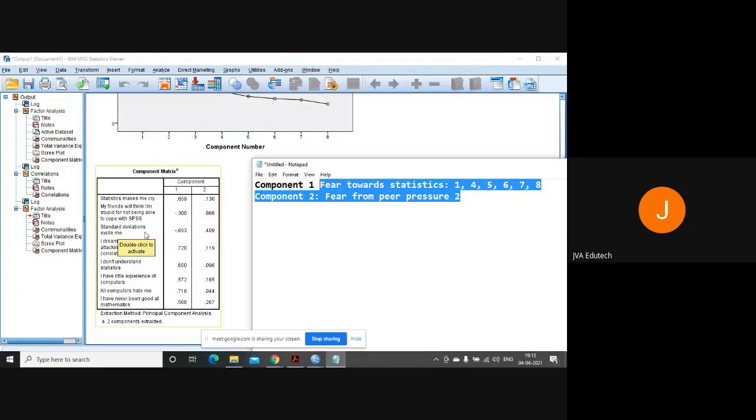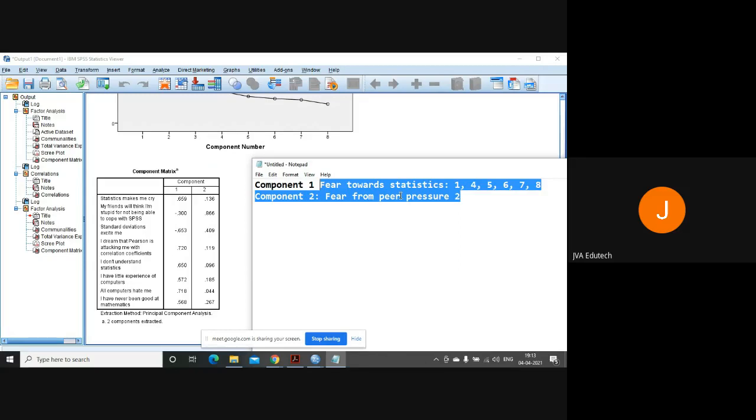Item number three is not usable at all, so we have dropped it because it has a negative value. On the first component, and on the second component, it has values of less than 0.5. We will drop it. So in both cases it is not usable. It is not loading properly on any of the components, so we will drop it. The usable items are 1, 2, 4, 5, 6, 7, and 8.